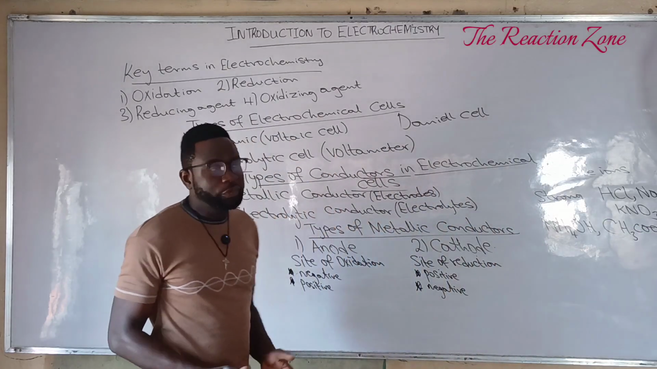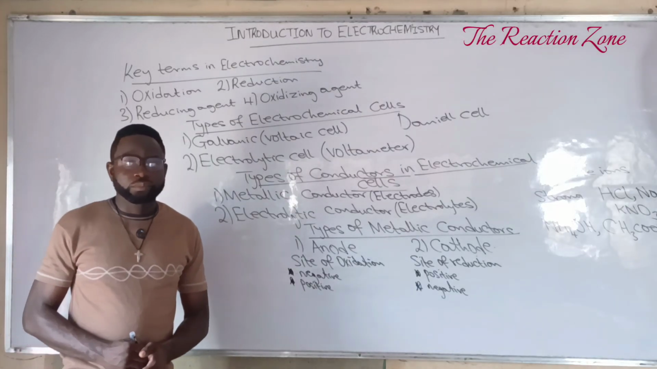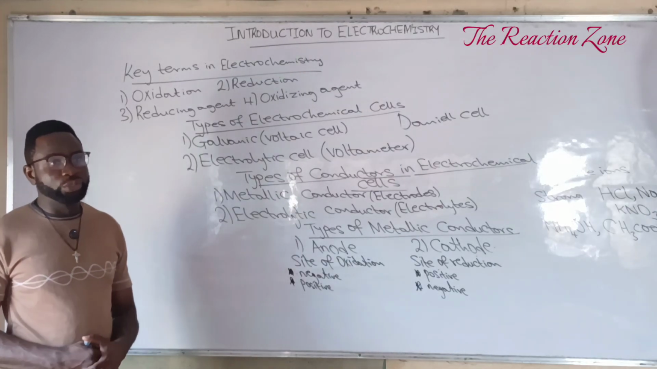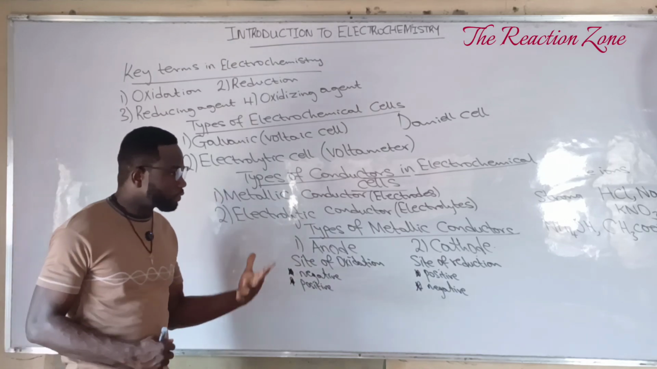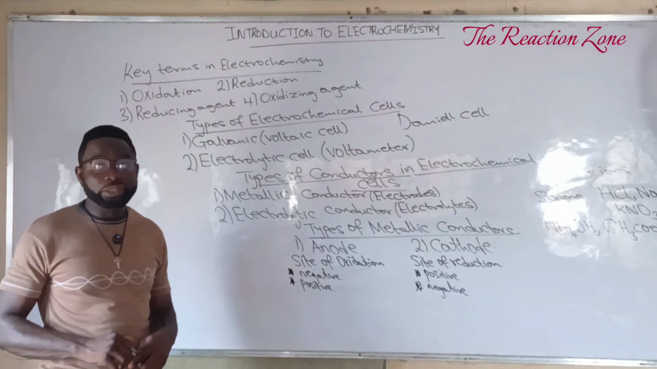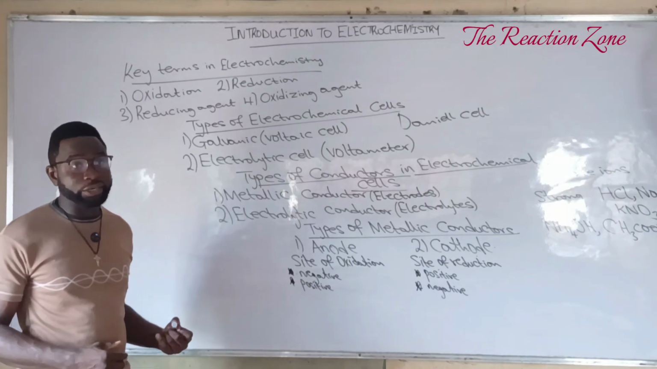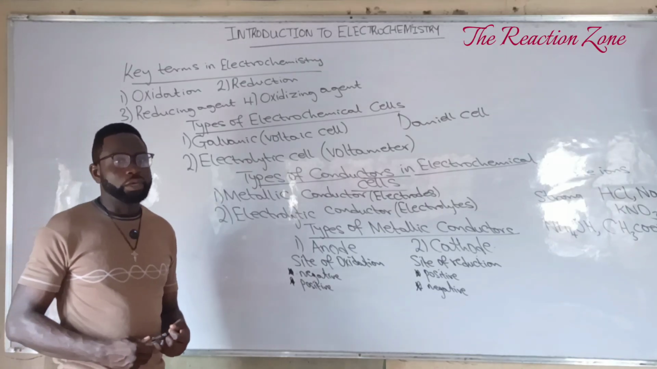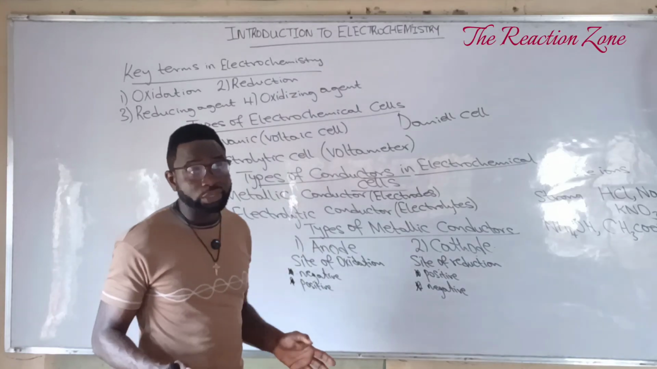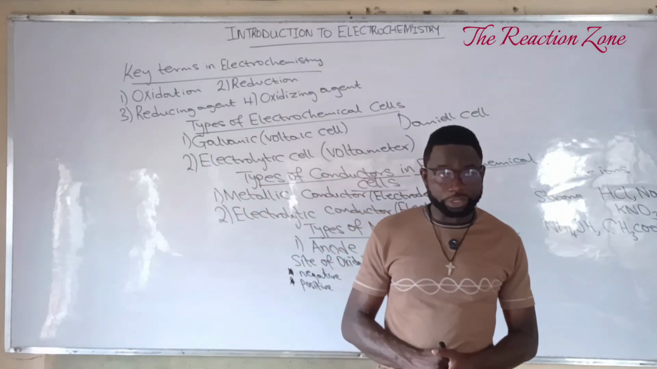So, we've just looked at the basics of electrochemistry. In subsequent videos, we're going to look at the two major processes that we have in electrochemistry, starting with electrolysis and then moving on to galvanic cells, and looking at other important concepts and calculations associated with this topic.